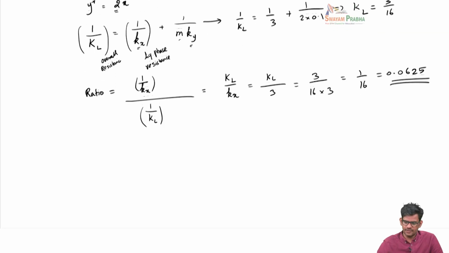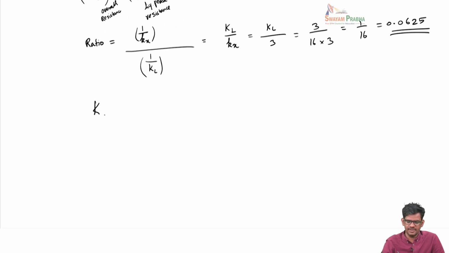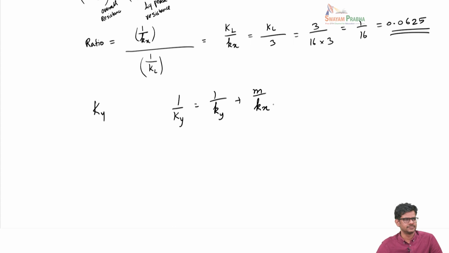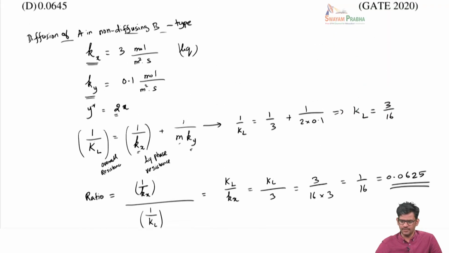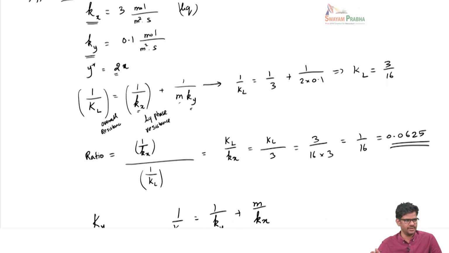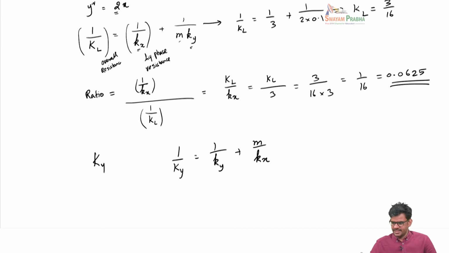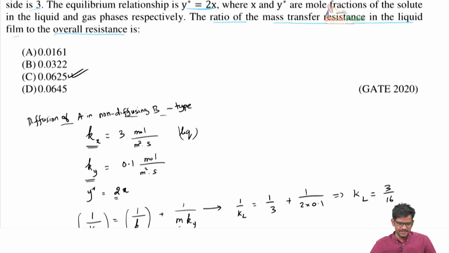You can do the same problem with KY also. You could have done this problem by calculating capital KY, defining 1 by KY equal to 1 by small ky plus M by small kx. You will get exactly the same answer. So it's either way. It's a very simple problem, so you can choose either of these ways. So basically the answer is 0.0625, and that's option C. So let's move on to another question.